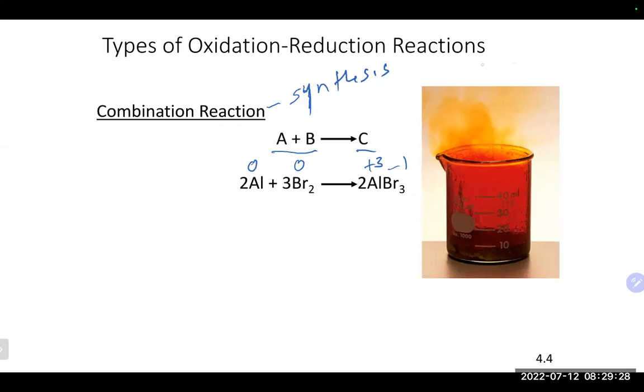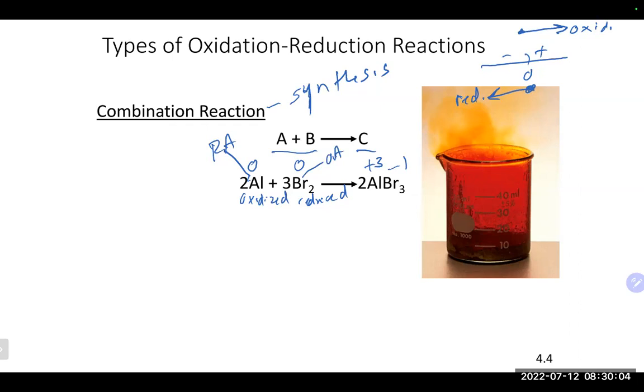Here we see the aluminum once again going from 0 to +3, so it is being oxidized. And we see the bromine going from 0 to -1, and it is being reduced in this case. That would mean that the aluminum would be our reducing agent in this case, right? And the bromine would be our oxidizing agent in this particular case.